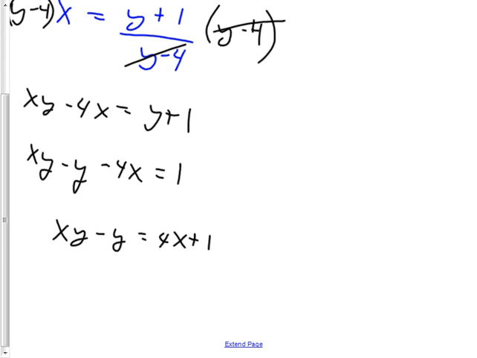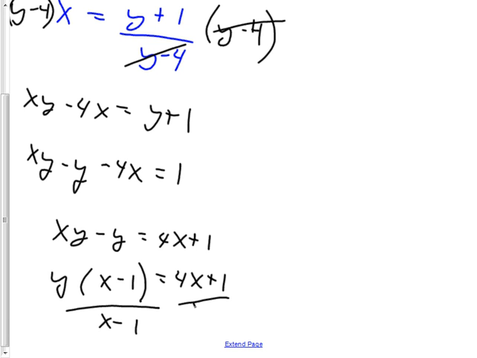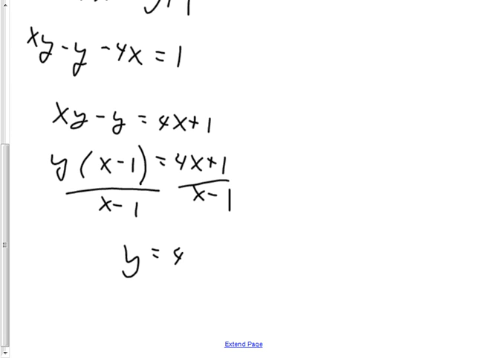There's the moment where you need the important maneuver of factoring out the y. And then you divide by x minus 1. And then you get your final answer. y equals 4x plus 1 over x minus 1. Whew. All right, so that's its inverse.